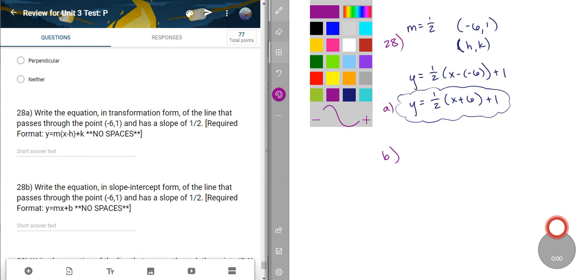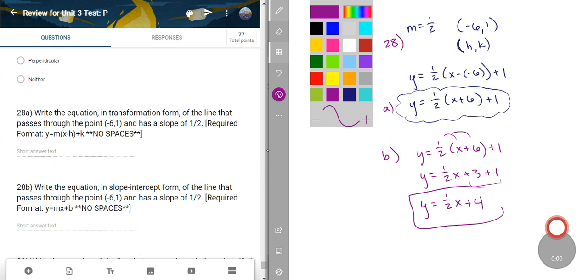So use what you've already got, and you're just going to distribute this equation through. Start where you got to, and now get it into y equals mx plus b by distributing the 1/2, combining your like terms, and so y equals 1/2 x plus 4. You can't just throw in some random number for your y-intercept. Just simplify this by multiplying through and combining your like terms.